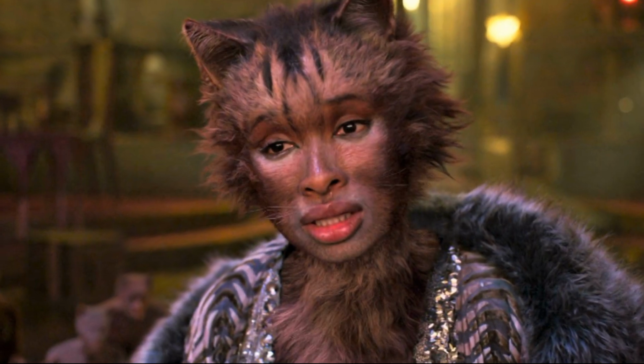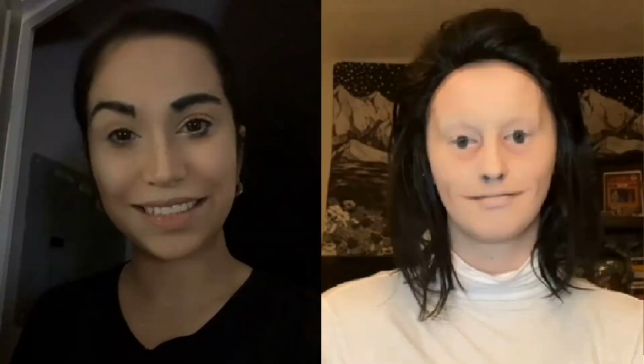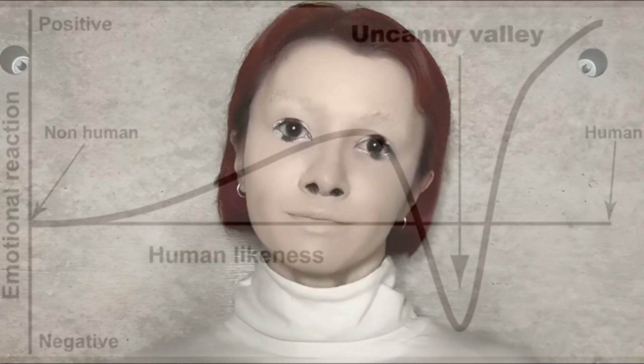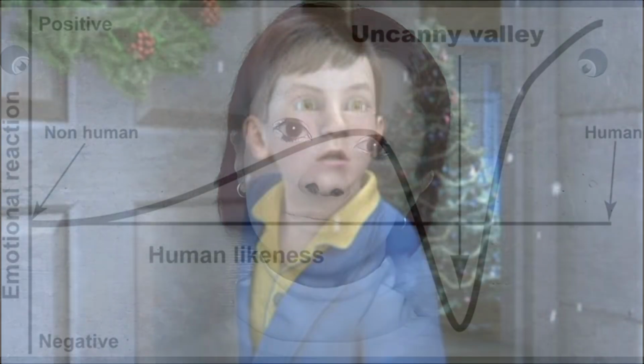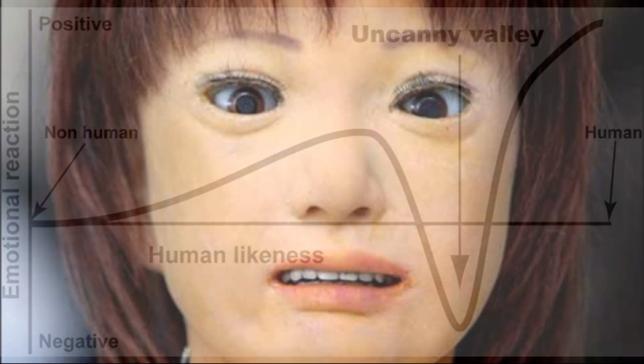As these figures approach human likeness, our emotional response shifts from empathy to repulsion. The graph of the Uncanny Valley shows a sharp dip where entities are almost human-like. This dip represents the discomfort level we feel when an entity is close to human but has subtle deviations that make it unsettling.